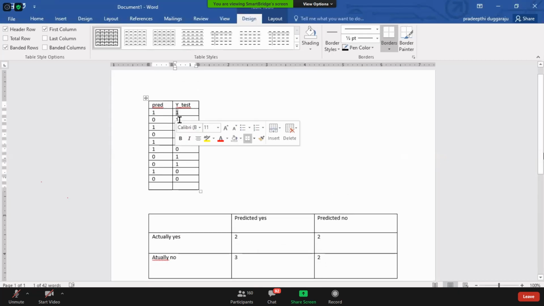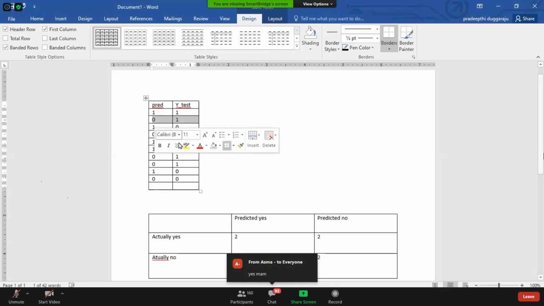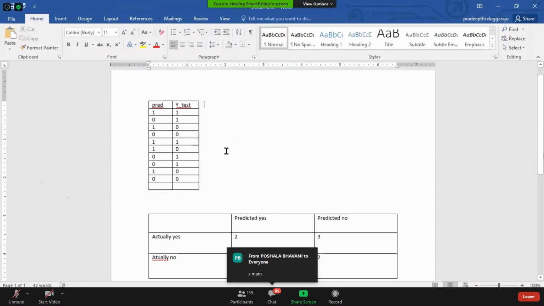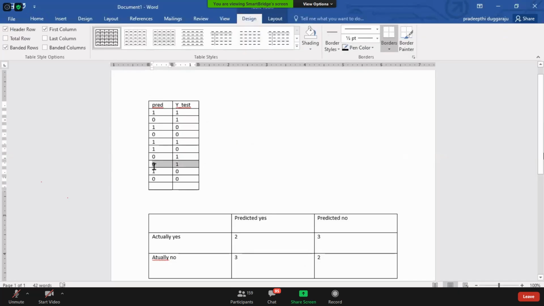Actually, yes, predicted as 0. So this is 1. Actually, yes, predicted as 0. Yeah, this is 3, guys. Yes, it is 3. Actually 1, but it predicted as 0. Actually 1, it is predicted as 0. So this is 3.